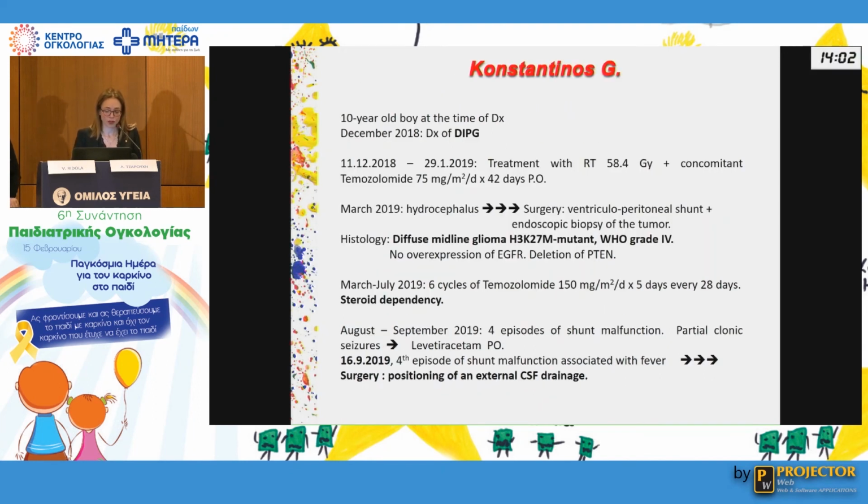The second case is the case of Konstantinos, a 10-year-old boy with a DIPG. Parents refused the biopsy, so he underwent the standard treatment with radiotherapy and concomitant oral temozolomide. 3 months after the diagnosis, he developed hydrocephalus, so he required a ventriculoperitoneal shunt. During the procedure, an endoscopic biopsy of the tumor was also performed, and the histology confirmed the diagnosis of a diffuse midline glioma H3K27M mutant, grade 4, according to the new classification of the WHO.